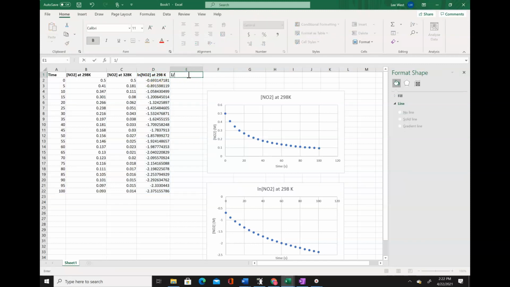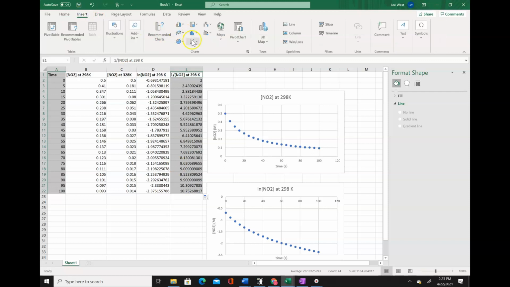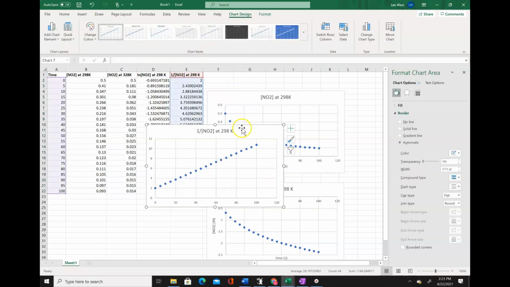I'm going to do 1 on the concentration of NO2 at 298. It's my next column of data, so I'm going to do the same thing here. I put the little formula in, equals 1 divided by that value, and then I copy that down. Then I select my time and my X's, hold down control, select my Y's, insert, scatter plot. And this one, what do you know?